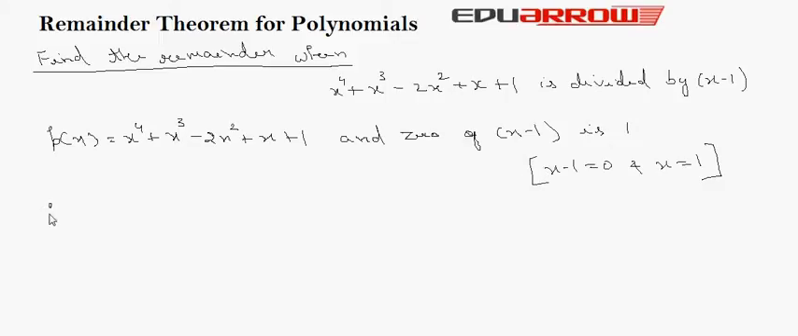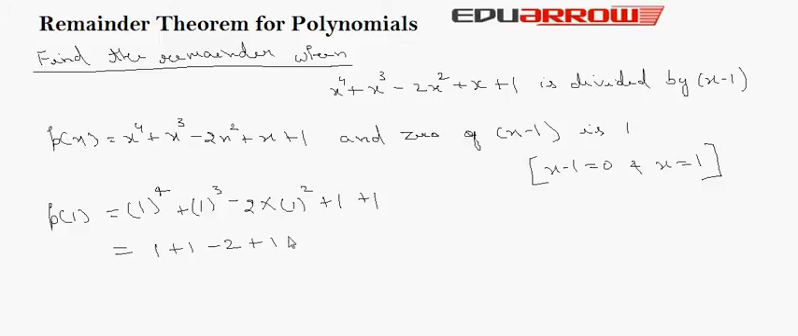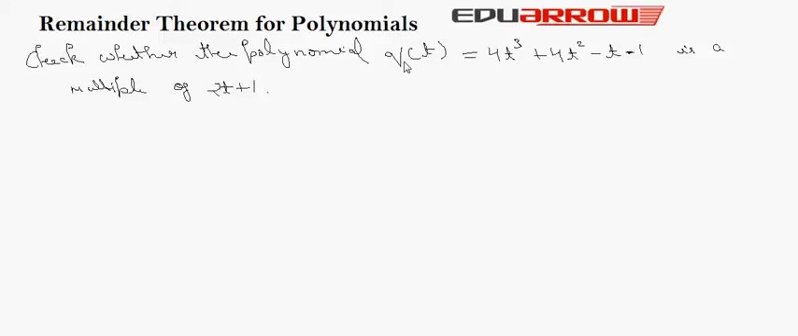Now, P(1) is equal to 1 to the power 4 plus 1 cube minus 2 into 1 square plus 1 plus 1, that is equal to 1 plus 1 minus 2 plus 1 plus 1 is equal to 2. So by the remainder theorem, 2 is the remainder when we divide this expression by x minus 1. Now let's take another question where q(t) is 4t cube plus 4t square minus t minus 1, and we have to check whether this is a multiple of 2t plus 1 or not.